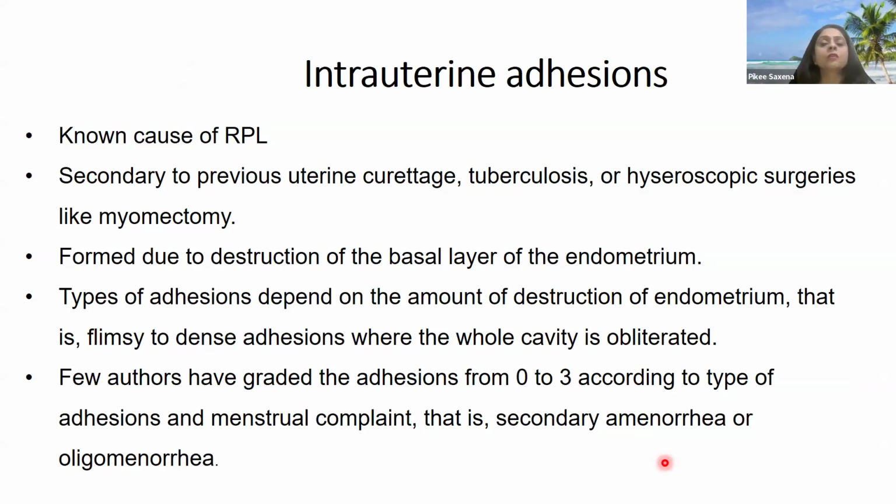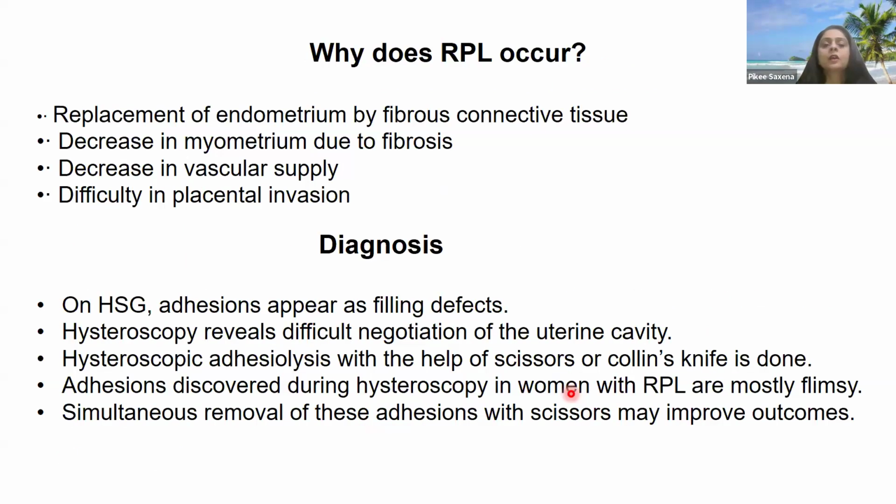And many of them give history of tuberculosis or genital tract infections, PIDs, or they have been subjected to multiple D&Es and D&Cs or MTPs, some intrauterine manipulation, previous hysteroscopic septal resection or polyp removal or fibroid removal. All these things are going to have a bearing. And because they are going to damage the basal layer, there may be formation of these adhesions. And they can be graded from 0 to 3, depending on whether they are flimsy or they are dense and whether the whole cavity is being obliterated.